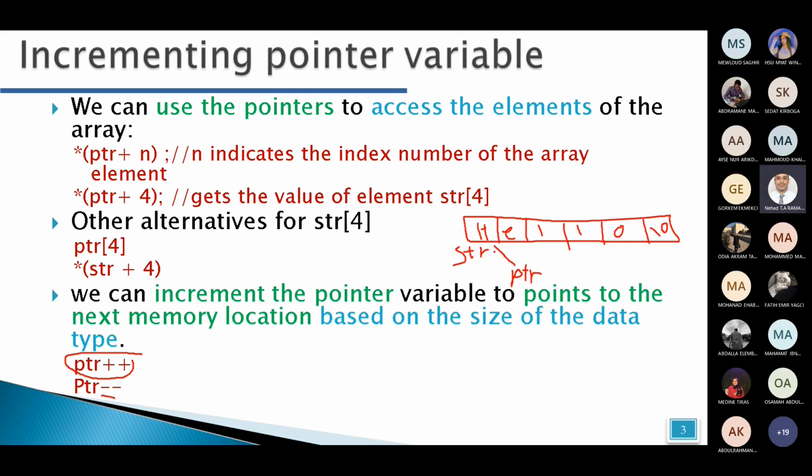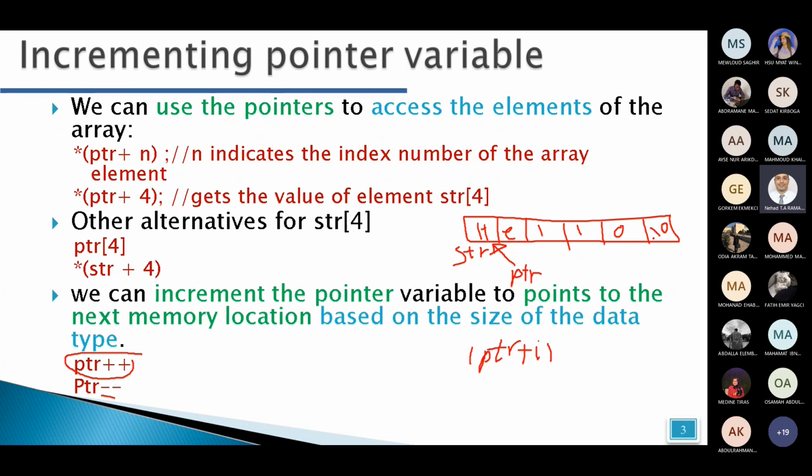Okay, so how do we get a specific element in the array using the pointer? The general rule is like this: to reach any element, you need ptr plus the index of the element, ptr + i.